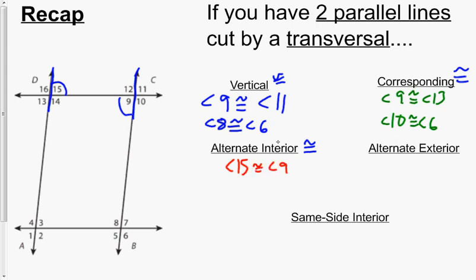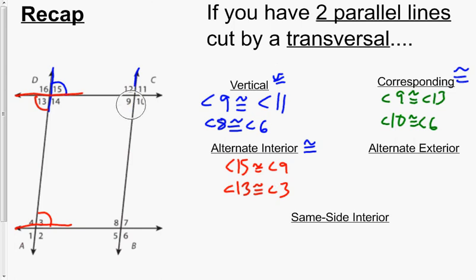Let's do one more example of alternate interior angles. Let's say we had angle 13. Now that looks like it's on the exterior unless we talk about this line and this line. So it's on the interior of those two parallel lines. So the alternate one would be angle 3. So angle 13 is congruent to angle 3. That's just, again, one example.